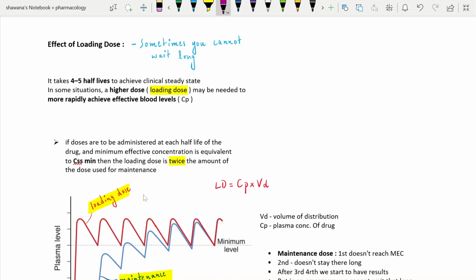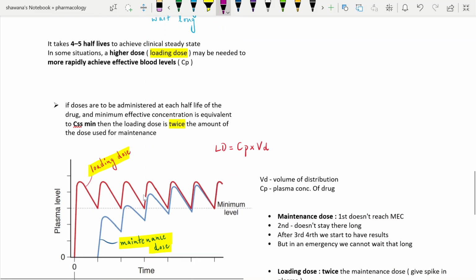For example, if the patient is having dangerous arrhythmias or chest pain, angina pectoris, etc., we cannot wait that long. We should administer the higher dose to reach the effective blood levels rapidly. And that higher dose is nothing but the loading dose.